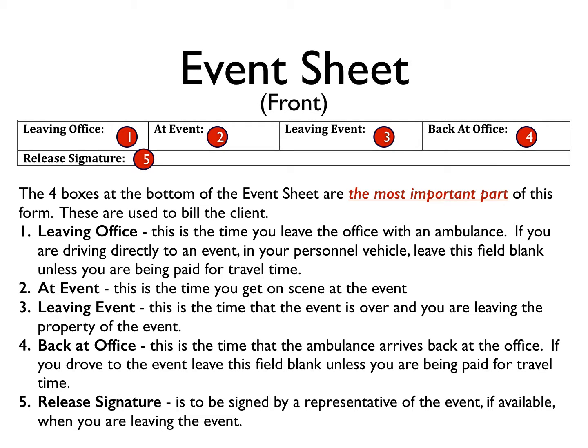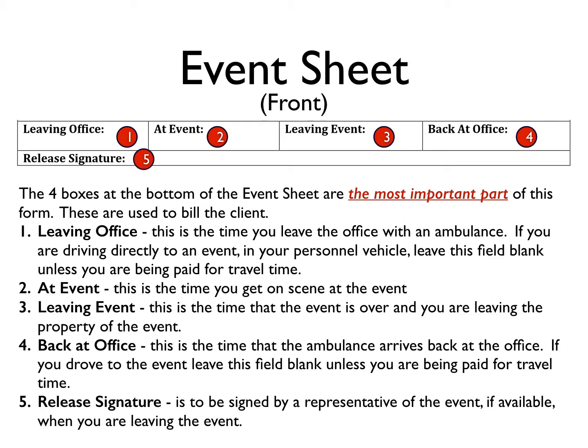At the bottom of your event sheet, you will notice that there are 4 boxes for times: leaving office, at event, leaving event, and back at office. These boxes contain the most important part of the event sheet because they are used to bill the client. Meaning, if these boxes are not filled out appropriately, we cannot properly bill our clients. So the leaving office is the time that you leave the office with an ambulance. If you are driving directly to an event in your personal vehicle, we are going to leave this field blank.